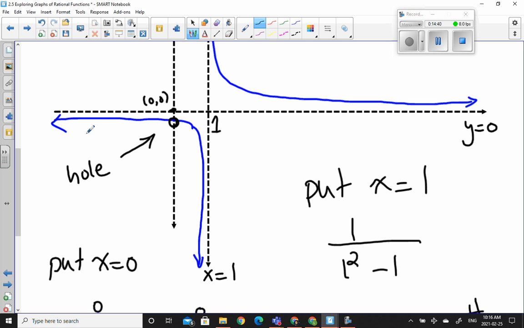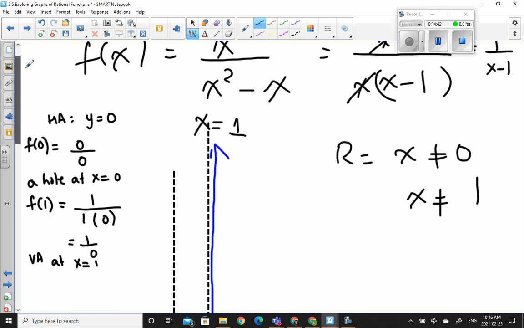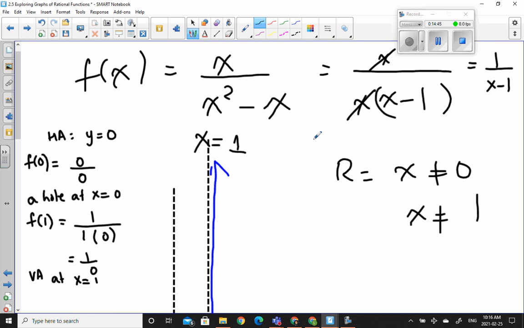That's the horizontal asymptote. Okay, so before we graph these kinds of functions, we need to find the restrictions. We need to simplify it and see what the graph works out to. We also need to find out if there are any asymptotes or holes and then graph it.